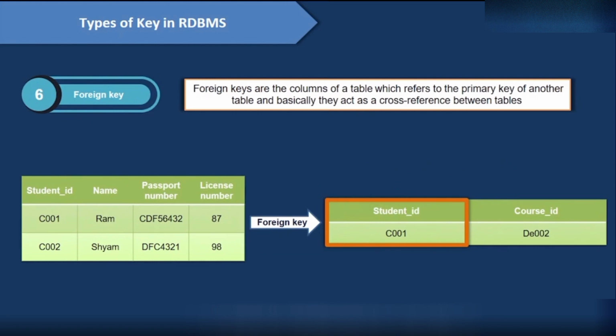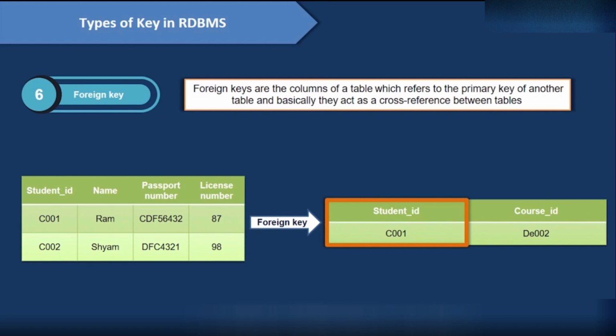What is a foreign key? In real scenarios, we mostly use 2 keys: primary key and foreign key. We also use the other keys as well, but in most cases we go for primary key and foreign key. So what is a foreign key? Foreign keys are the columns of a table which refer to the primary key of another table, and they act as a cross reference between tables, right? So whenever you are going to use a table relation, that time we use a foreign key.